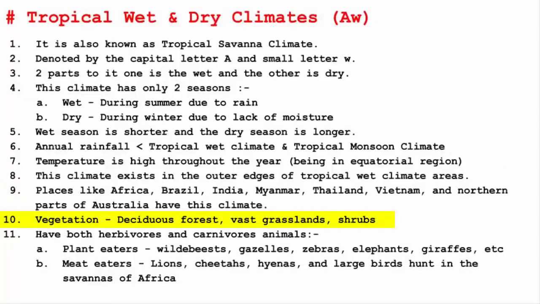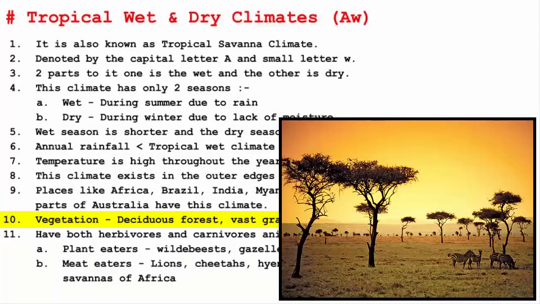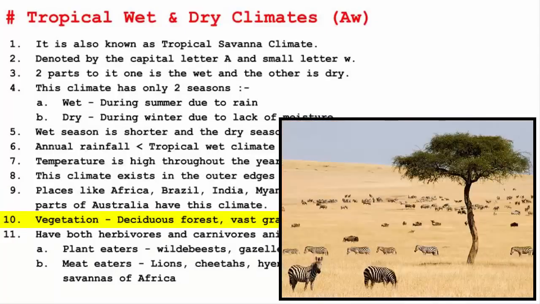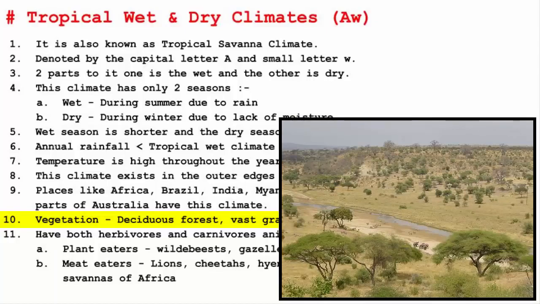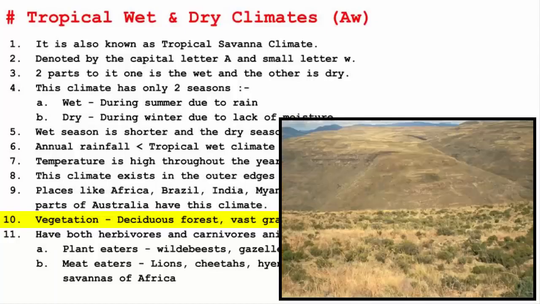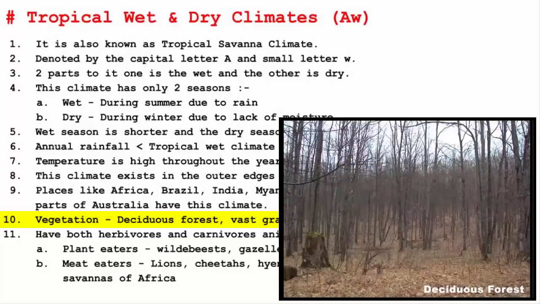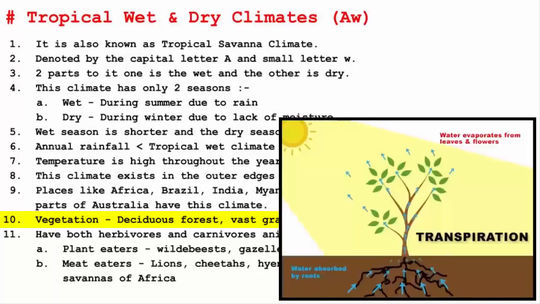When it comes to vegetation, due to lack of regular rainfall, most trees do not survive. So the common vegetation are grasses and shrubs. Again, due to lack of regular rainfall, deciduous forests are also found in this climate. In a funny way, if I have to say, the trees tell the leaves to shed and go away to prevent loss of water by transpiration.